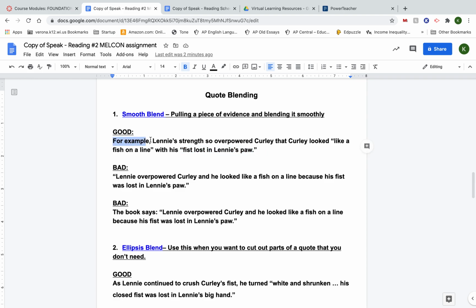If you notice here, there's a transition, and then there's writing from the student, and then you have this perfectly blended quote right in here. That is what we're looking for.